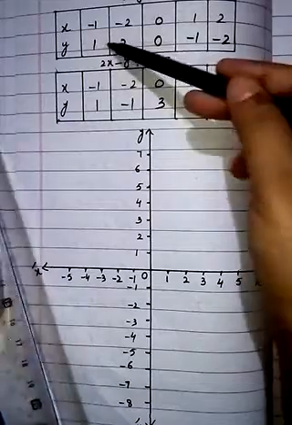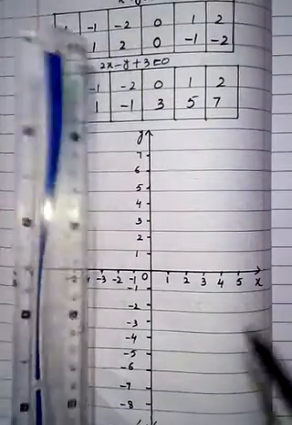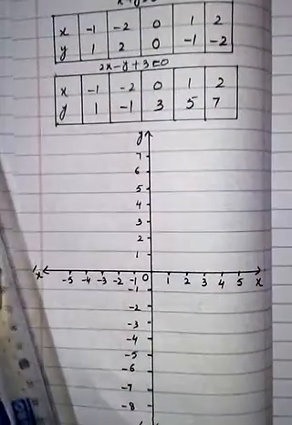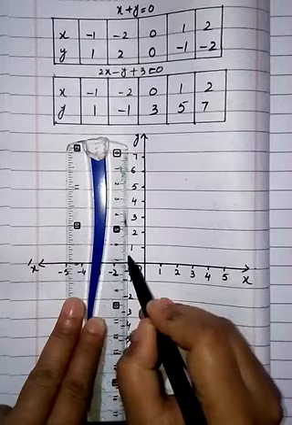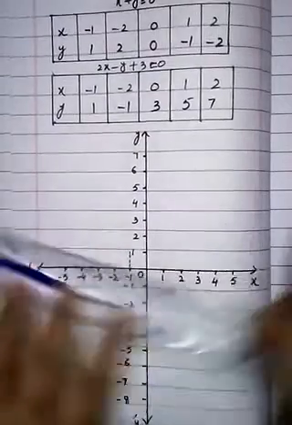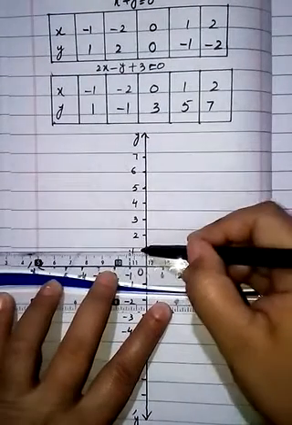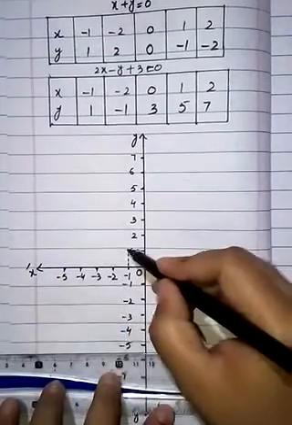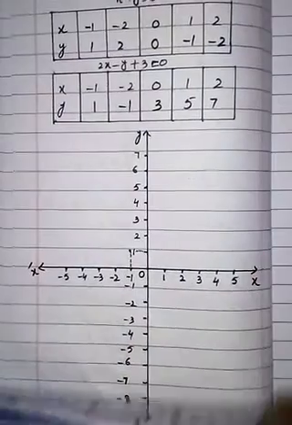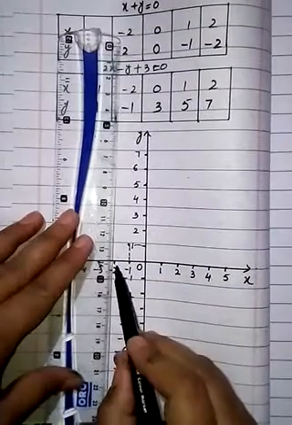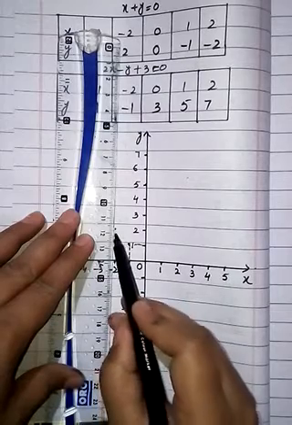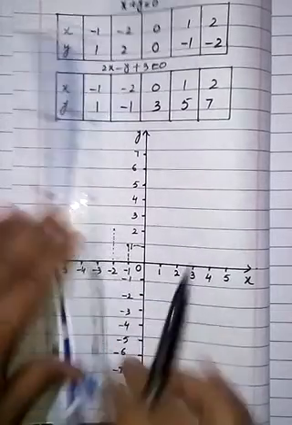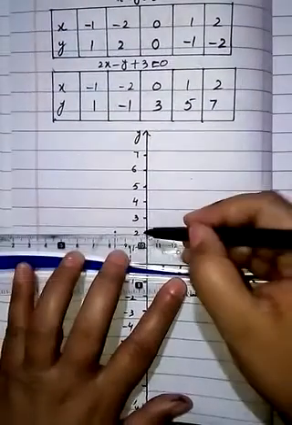So first table, x minus 1 and y 1. X minus 1 you have to join in dotted form. Now y 1. So you have to take this point and you have to get this 1 point. Now second is x minus 2 and y is 2 here. This is x minus 2 and y will be 2. Now you have to plot point on this. You have to join in dotted form.